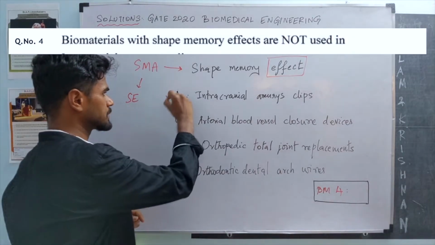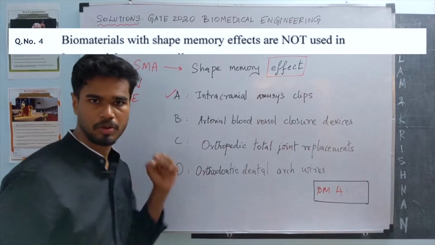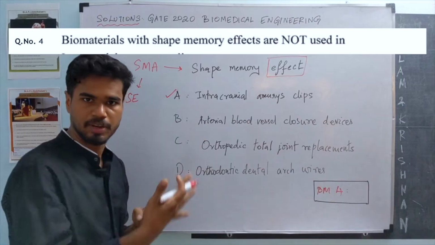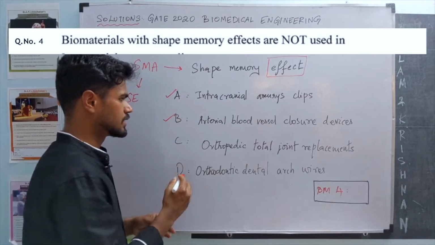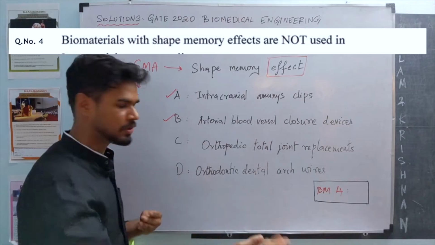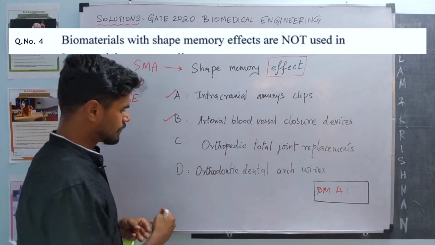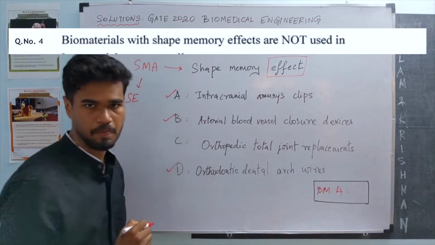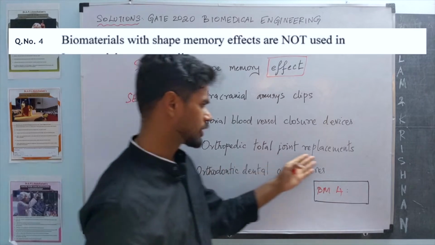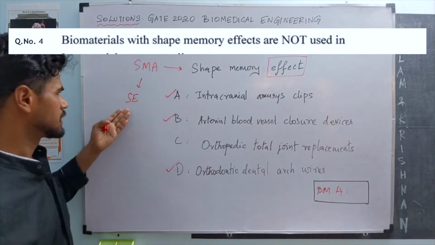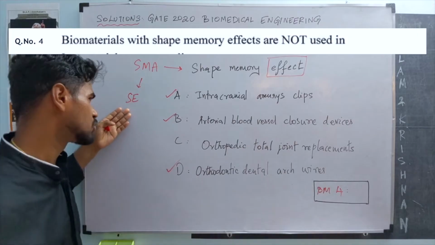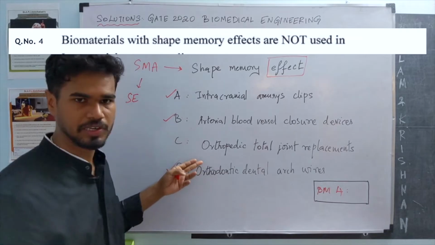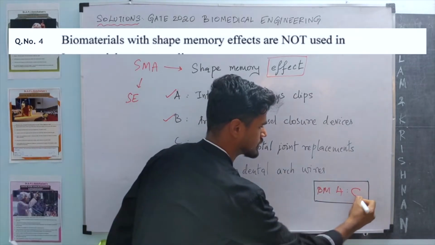That's useful for forming clips. That's also useful for clips that we put in the blood vessels as well as some devices that we use to close the blood vessels, say to prevent emboli from moving from one place to the other. And in fact, one of the first applications has to do with dental wires. As far as orthopedic total joint replacements go, something like nickel titanium alloy with superelastic properties might be useful, but the shape memory property is not all that useful. So the answer for that is C.